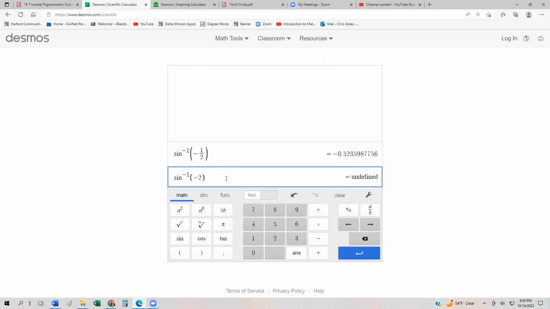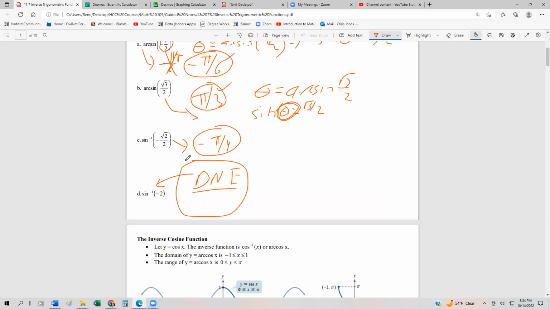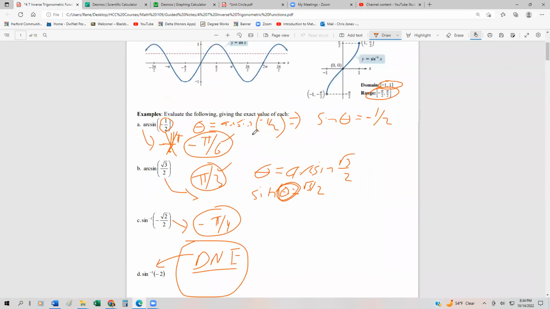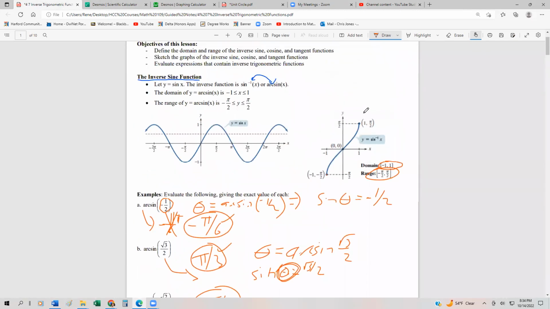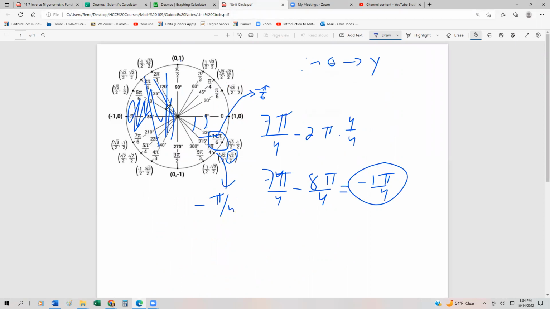So that might be something that you'd want to do first if you're faced with this on a test or a quiz or something like that, is just try to plug the number into your calculator and see whether or not it's going to give you a valid output, okay? All right, so that's our inverse function so far for the sine, okay? So again, important things are make sure you know the graph, make sure you understand the domain and the range, okay? And understand how to use the unit circle.